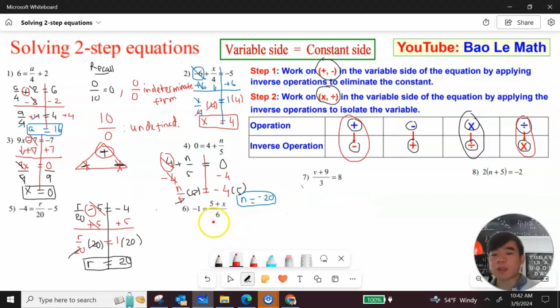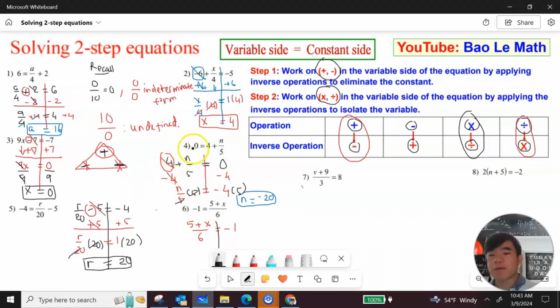Now, move on to number 6 right here. Again, I need to rewrite this one such that the variable is on the left and the constant is on the right. So basically, I just rewrite 5 plus s over 6 equals -1. Alright, so this is a very good example, guys. You need to be careful with this example. You cannot deal with number 5 first, because you see that the whole thing right here is different.